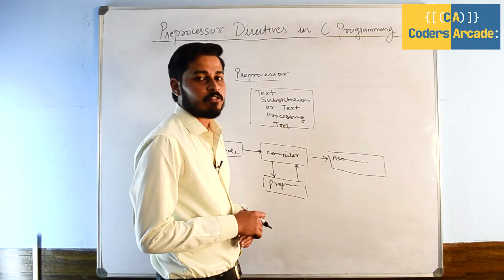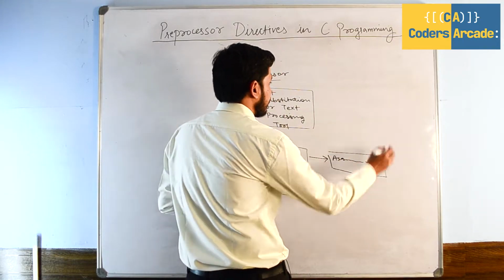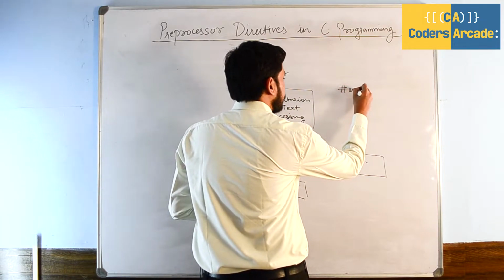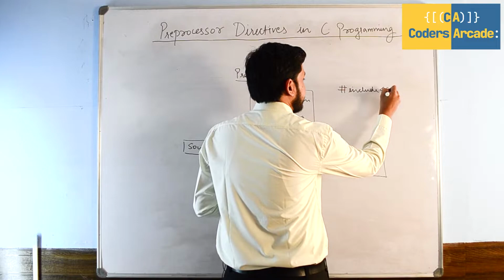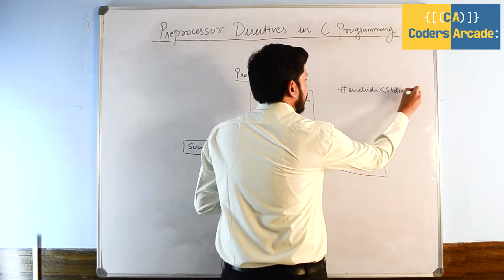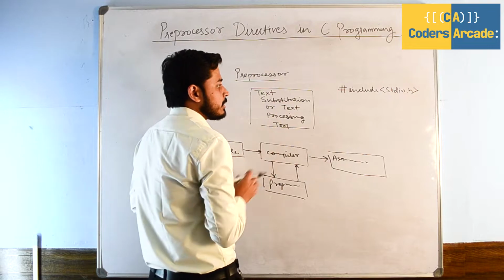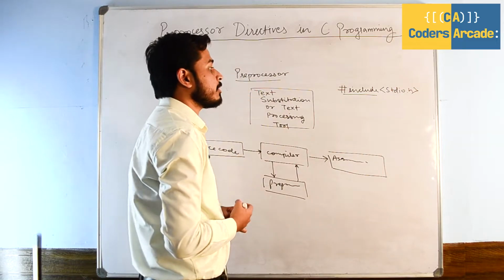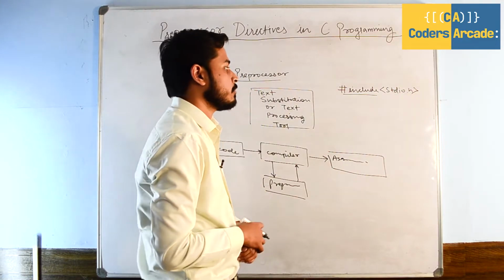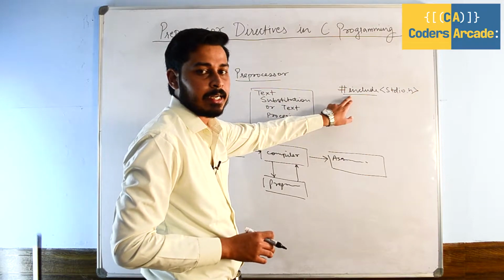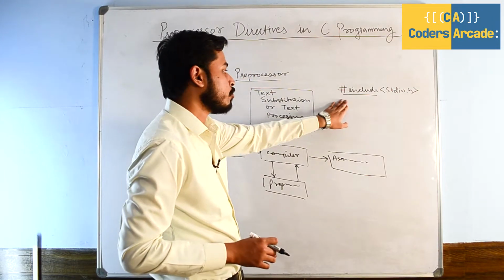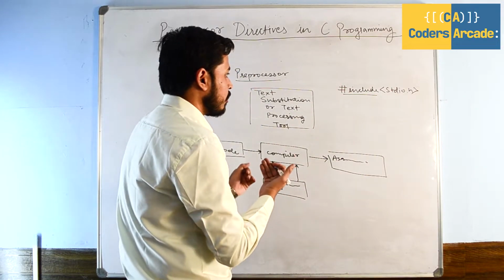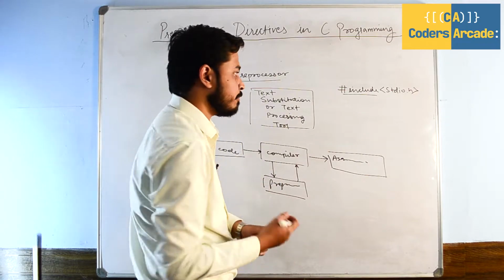Some very basic examples of preprocessor: you always write hash include stdio.h before starting our C program. This hash include is nothing but the preprocessor directive in this code. So this is what we call a preprocessor directive. With this line, our source code will be first preprocessed and then compiled afterwards, and then it will be converted into assembly level language code.